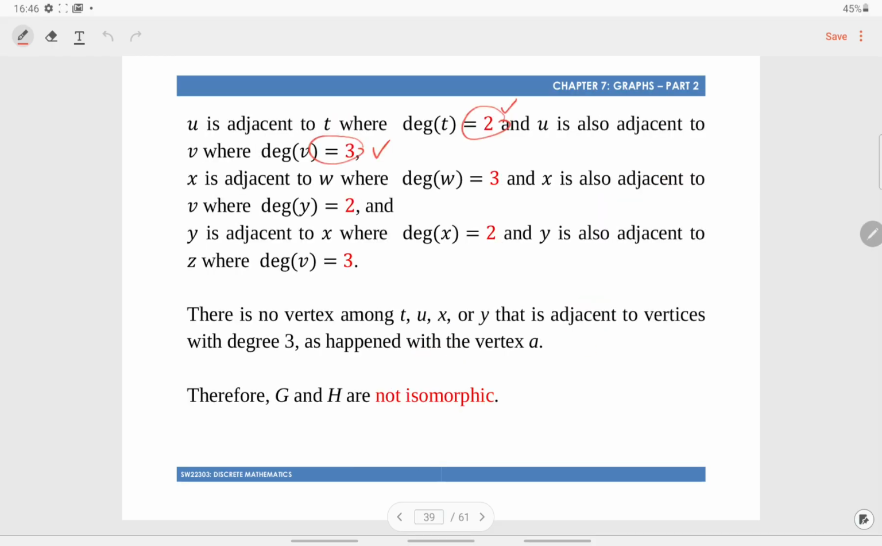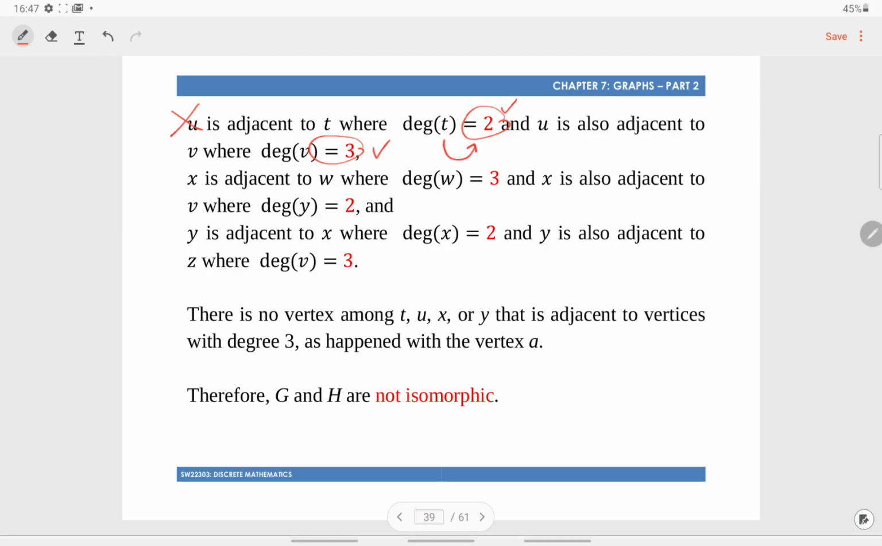But for U, one of the vertices has degree 2. So immediately we can eliminate U as the candidate to correspond with A. The next candidate is X.